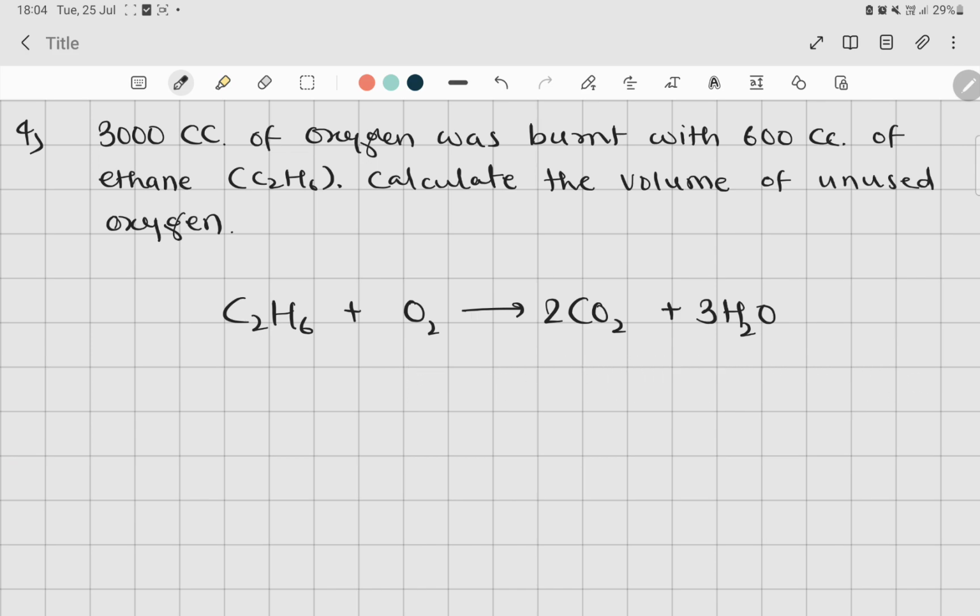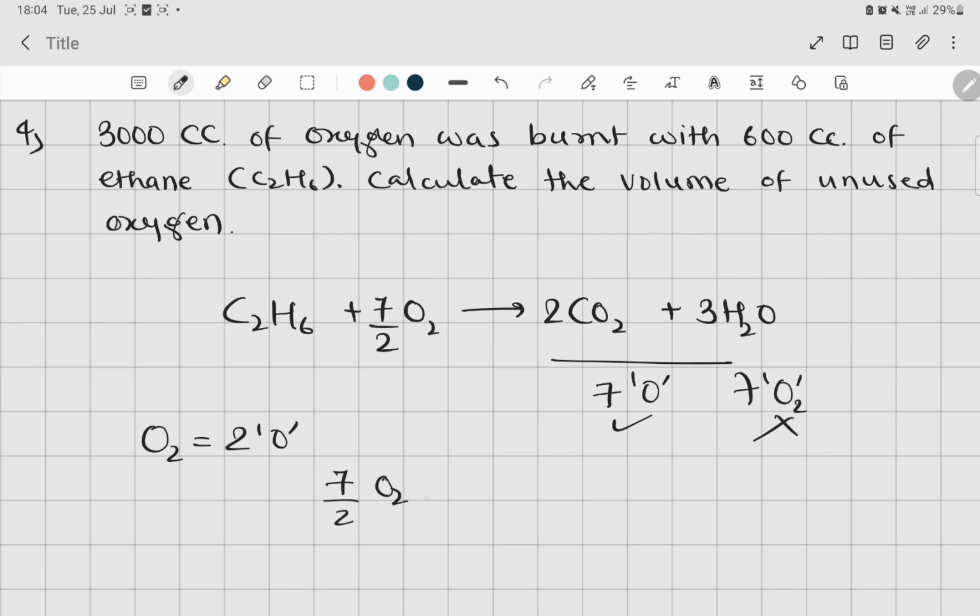So again the solution is very simple. We have to multiply this side by 7 by 2. Now you will ask me, sir, why 7 by 2 and not 7? So dear, we require 7 oxygen atoms and not 7 oxygen molecules, and that's the reason why I wrote 7 by 2 over here. O2 is nothing but 2 times O. So if I write 7 by 2 O2, that means 7 by 2 into 2 times O. This 2 and this 2 get cancelled, and we are left with 7 oxygen atoms.